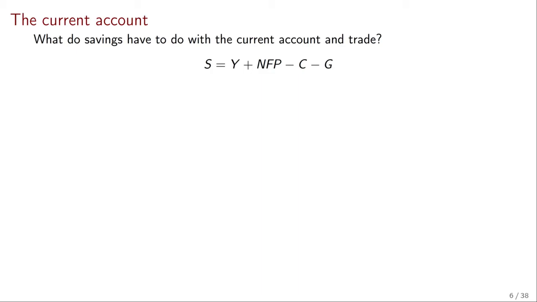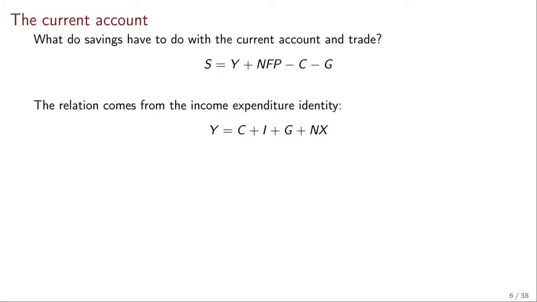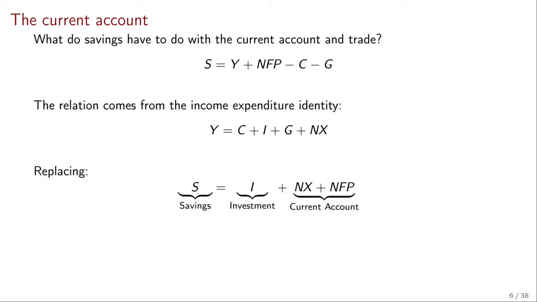We've spent some time now defining what savings are, but we still don't know what that has to do with the current account or with international trade for that matter. Well, here it is. The relationship comes because total national income, domestic income Y, is also equal to total expenditure. This is consumption plus investment plus government spending plus net exports. When we replace this, we're going to get that total savings are equal to investment plus the current account. The current account being the sum of net exports plus net foreign payments.